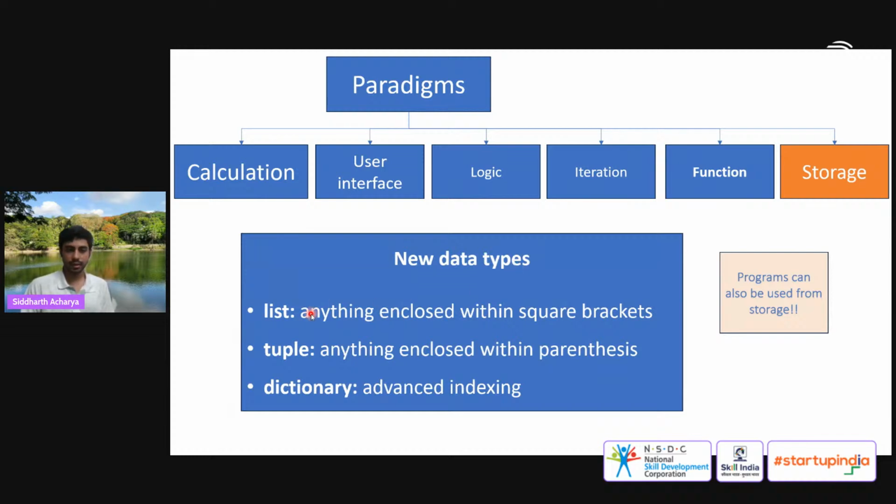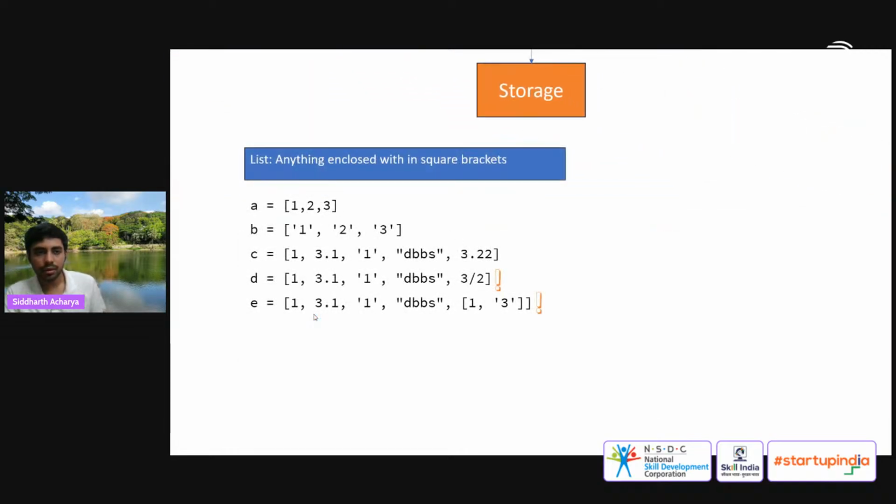So first is list. Anything enclosed with square brackets is called a list. Next, tuple. Anything enclosed in parentheses, round brackets. Then we have dictionary, which is basically a list, but with slightly different indexing. I hope you remember what indexing is. Nevertheless, it will get briefly recapped in list and tuple. So let's just move forward with list.